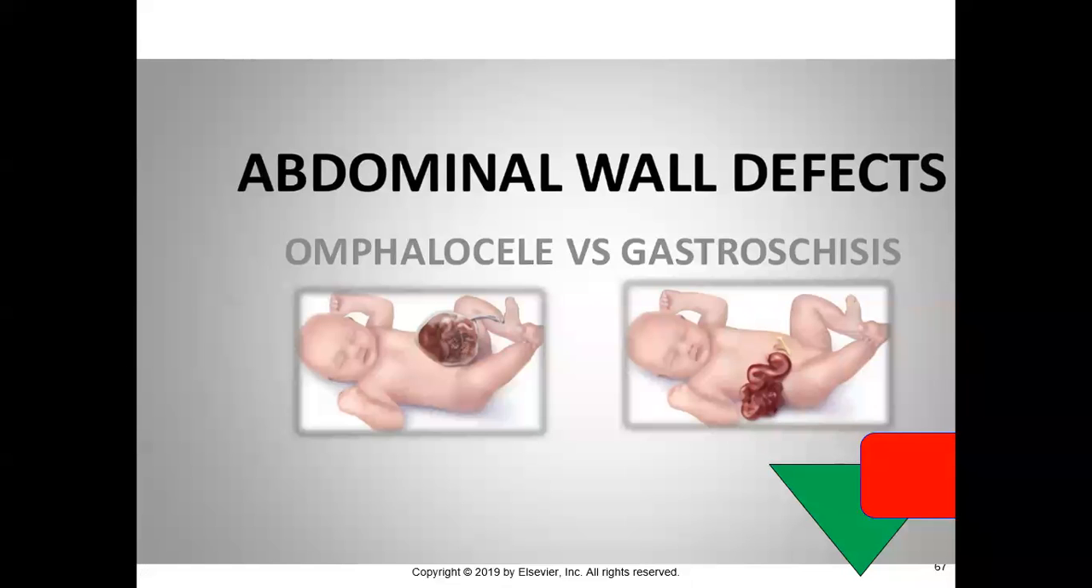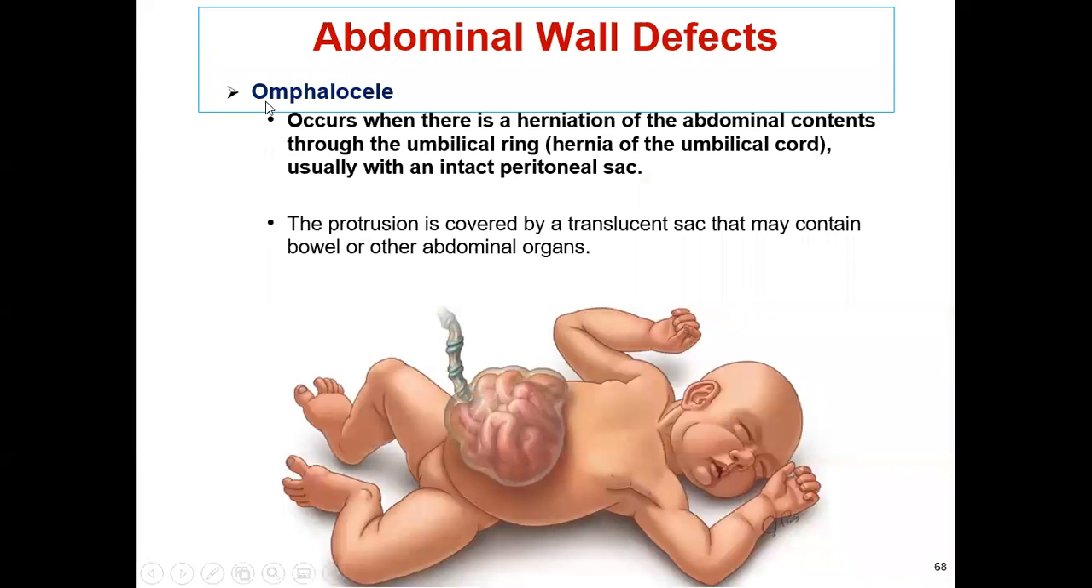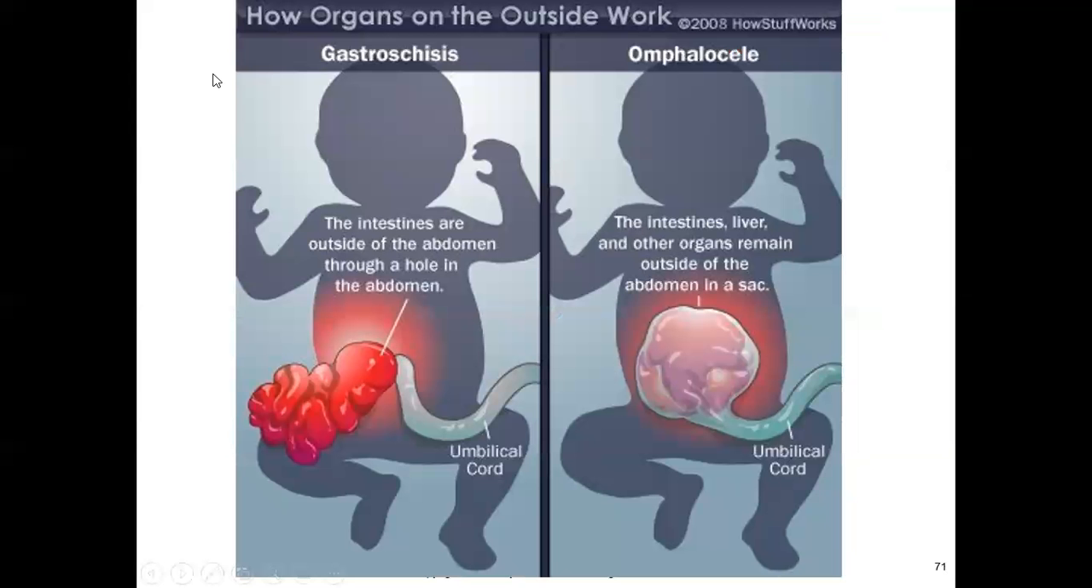So here we are going to talk about the abdominal wall defects, particularly omphalocele and gastroschisis. So first one is a congenital defect of the abdominal wall at or near the umbilicus, allowing for herniation of abdominal organs. So let me explain here.